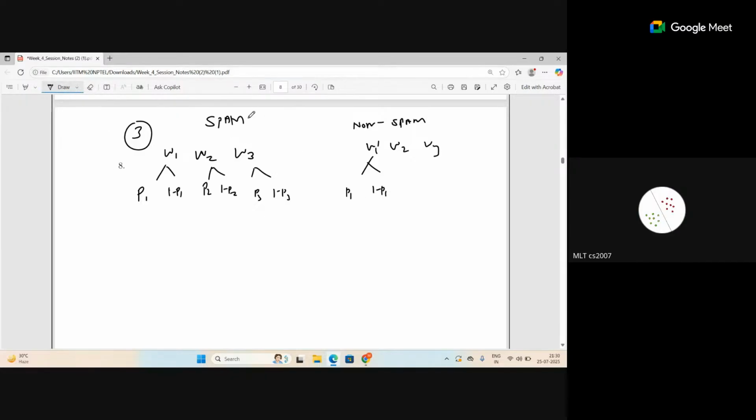Let us say spam is considered as 1 and non-spam is 0. I will make it consistent: spam is 1 and non-spam is 0. So when I write p1 of 1, it belongs to spam. And when I say 0, then this is p2 of 0, 1 minus p2 of 0, and p3 of 0, 1 minus p3 of 0. Is that okay? All of you understood these notations?